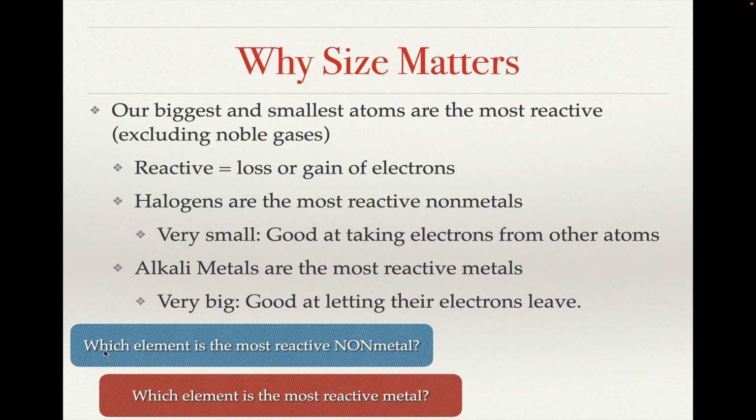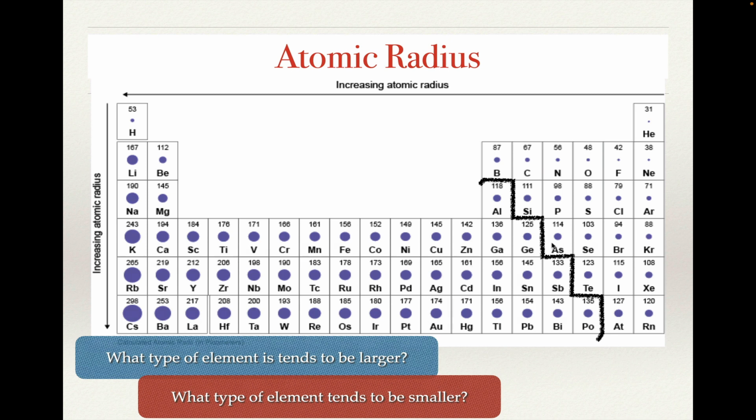Keeping that in mind, which element is the most reactive nonmetal? Let's go back again. If small makes you reactive, which of these elements over here is the most reactive nonmetal? Keep in mind, it can't be any of these because these are our noble gases. So we have to find the smallest one. Well, fluorine is our smallest, so fluorine is our most reactive nonmetal, because noble gases are not reactive. So fluorine is the answer to that one.